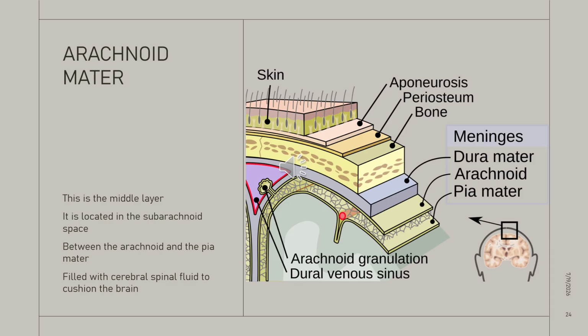Arachnoid mater. It gets its spider web-like name from the delicate network of collagen and elastic fibers you can see in the diagram. This layer is defined by the subarachnoid space that sits directly underneath it, right between the arachnoid membrane and the deeper pia mater. This space is filled with circulating cerebral spinal fluid, which acts as a liquid shock absorber to cushion the brain.